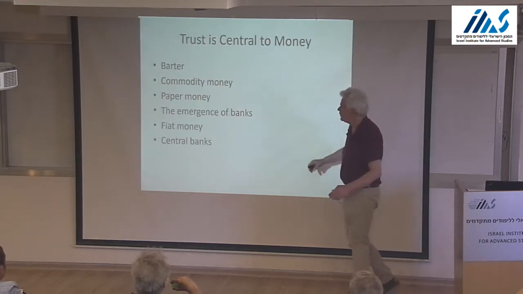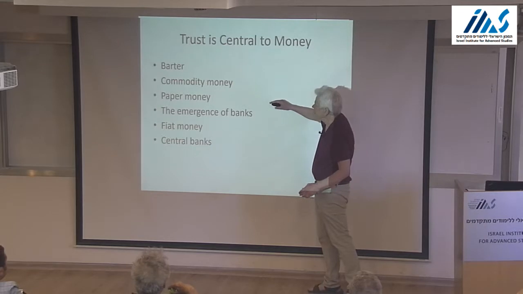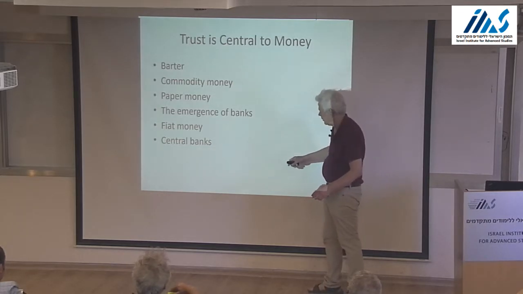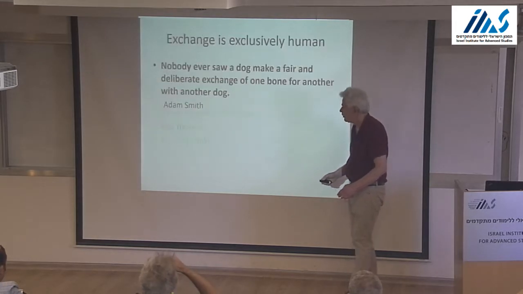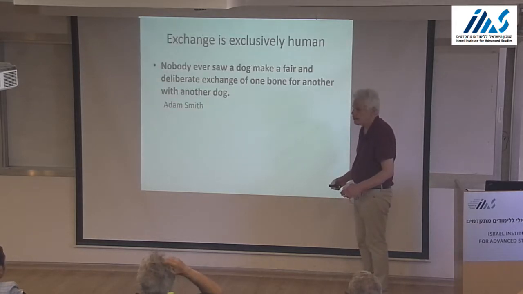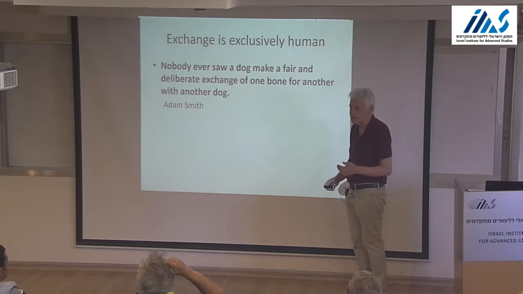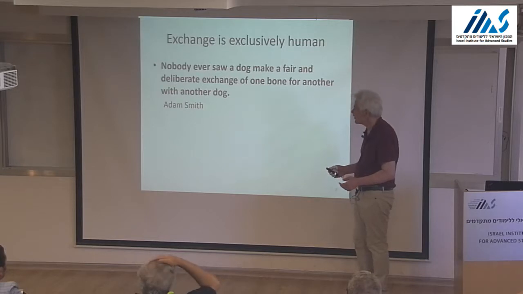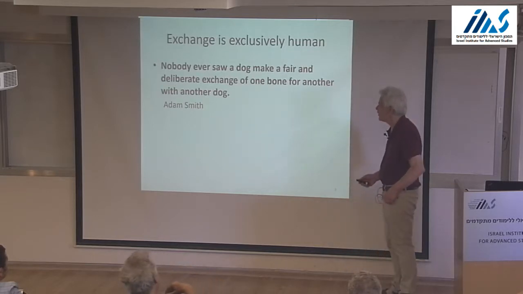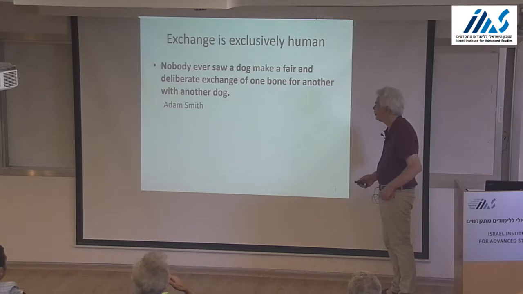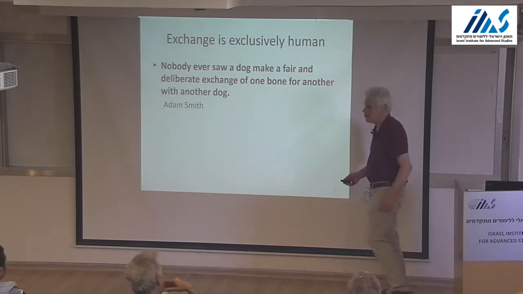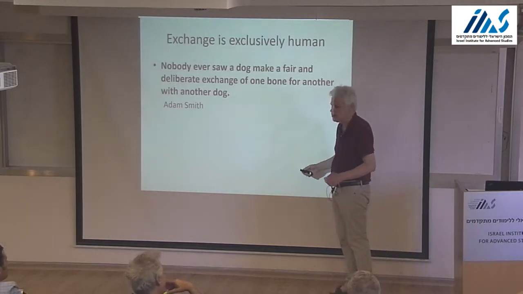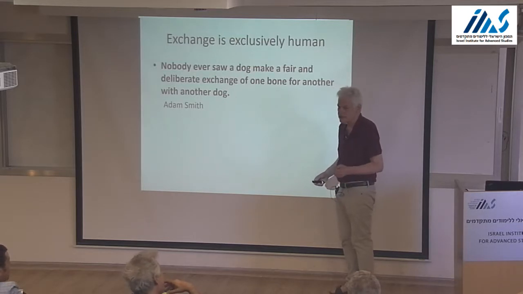So I'll go over the following steps: barter, commodity money, paper money, banks, fiat money, and central banks, in this order. They're all related. So money has to do with exchange, and exchange is really a human phenomenon, as Adam Smith said. And I just could not resist putting up this quote: nobody ever saw a dog make a fair and deliberate exchange of one bone for another with another dog. So if you don't want to be dogs, you want to do exchange, and it's almost necessary to have money.